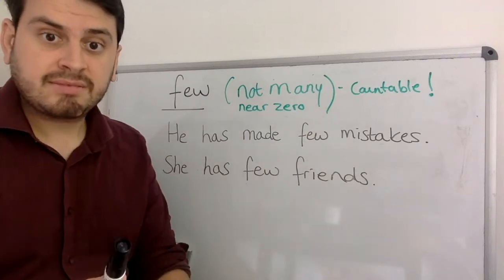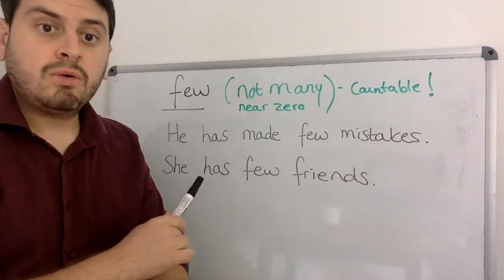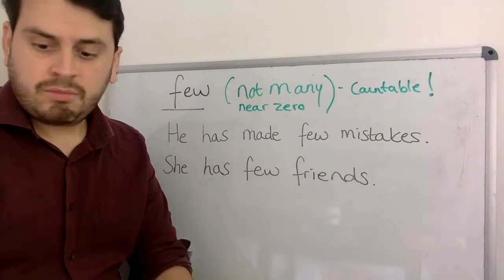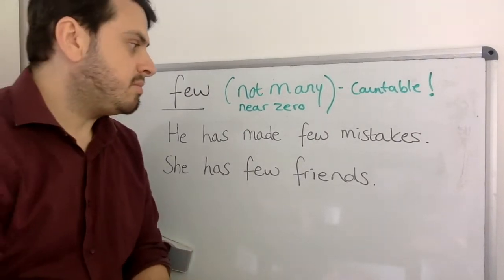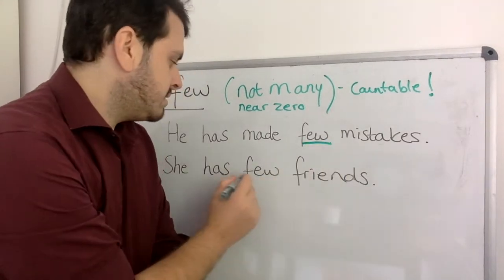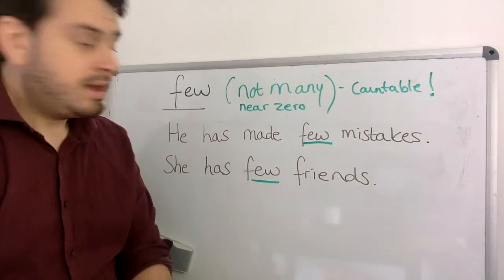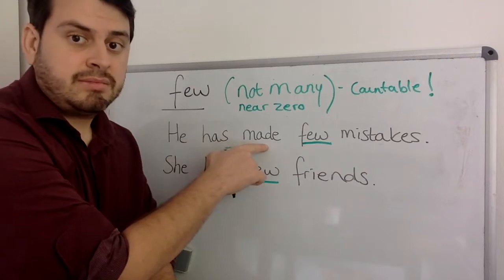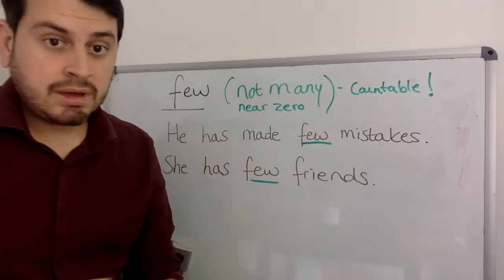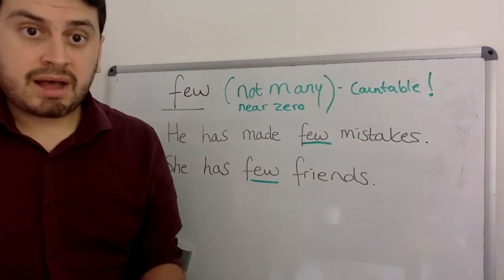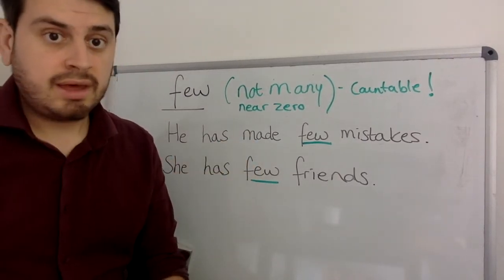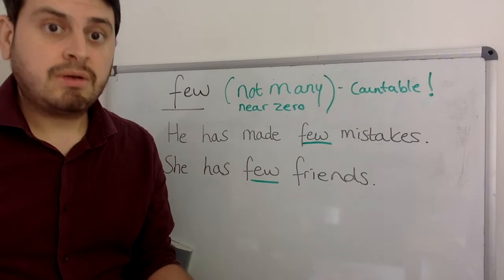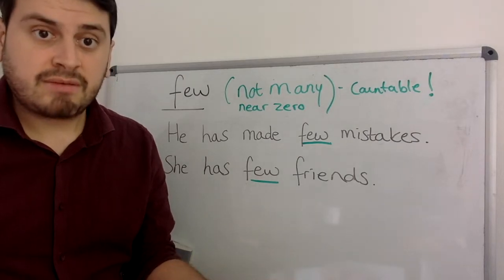Just remember that. And again, few is in the same position as a few, because if we look here, we can see that few comes before the noun in both of them. This one says he has made few mistakes. So this is talking about from the past to now because it's using present perfect. And so maybe this is to do with his job or to do with his life in general.